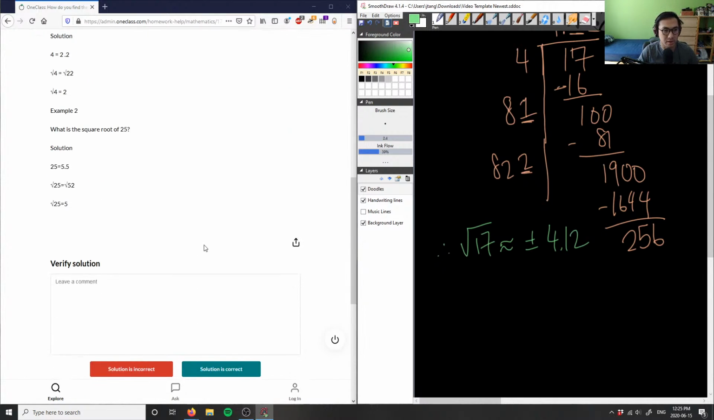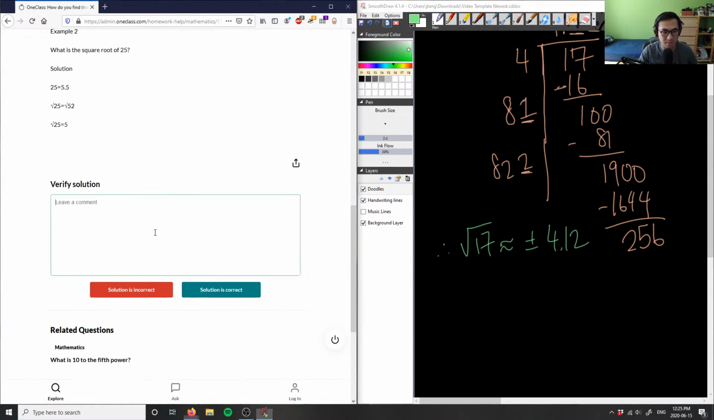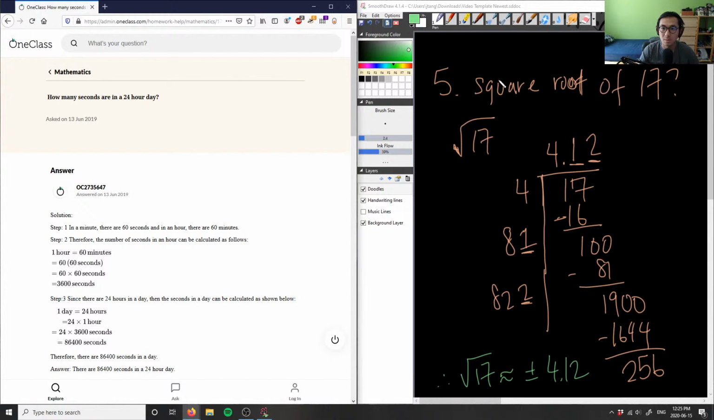So this solution is correct, but I don't think they actually gave us a concluding statement. So I'm just going to write it out for them. It's correct. The square root of 17 is approximately plus or minus 4.12. So the solution here is correct. Let's look at number 6.